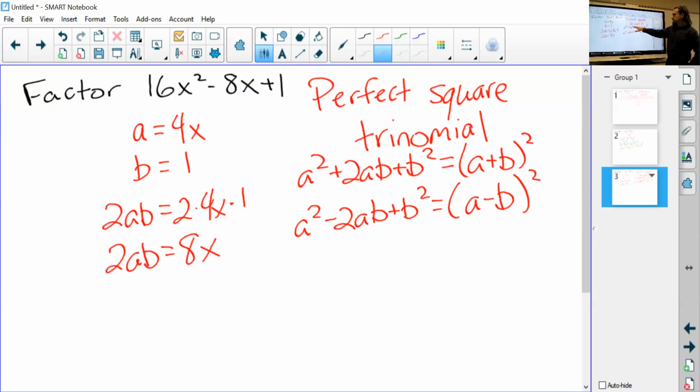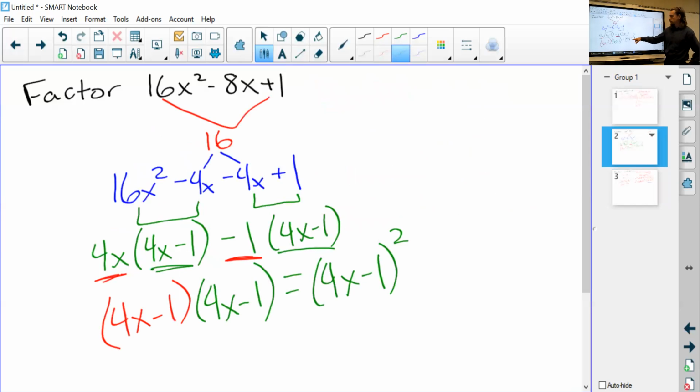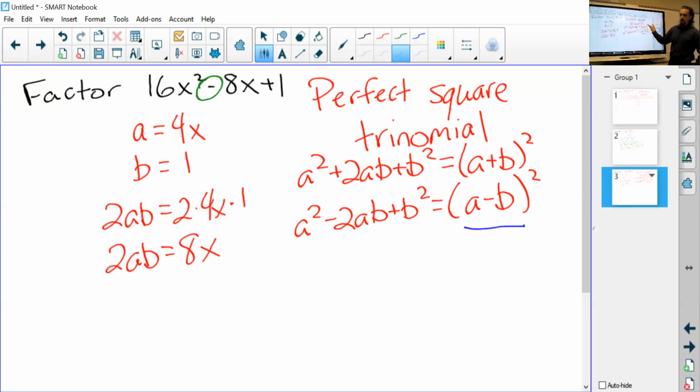And if that's the case, you can apply one of these two formulas. Your answer is either going to be a plus b squared or a minus b squared. And the only difference is whether your sign in front of b is positive or negative. So if it's minus there, it's going to be a minus b squared, which is what we had for the answer here, right? 4x minus 1. If we took the exact same expression, only instead of minus 8x, we put plus 8x, all of a sudden our answer would just be 4x plus 1 squared. I didn't have to do any work, right? Because I already knew.